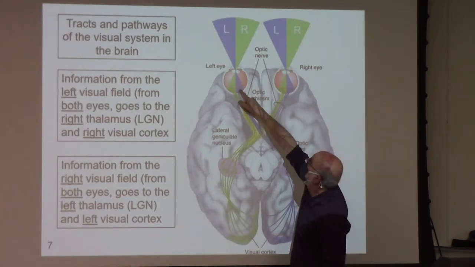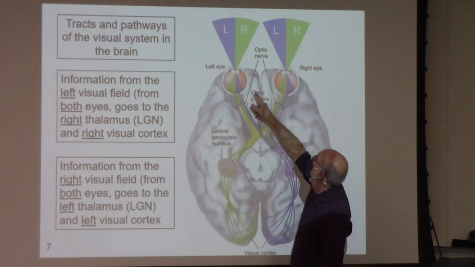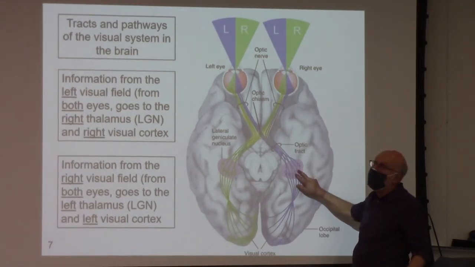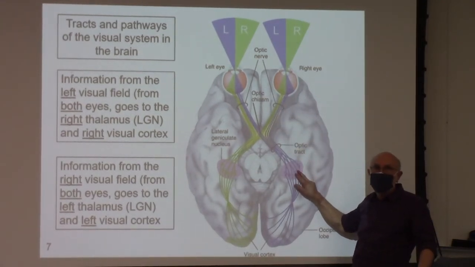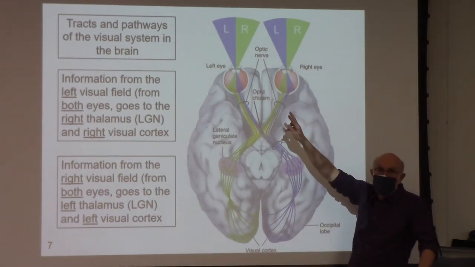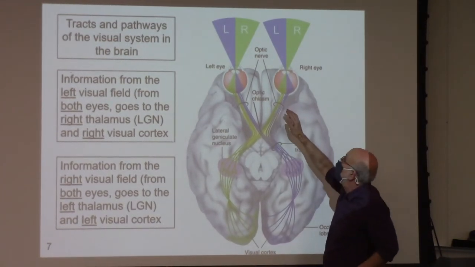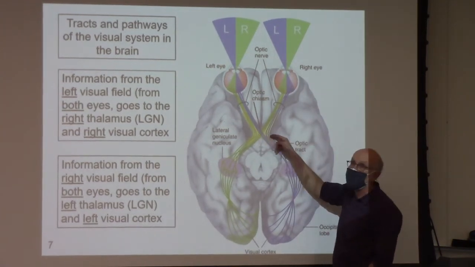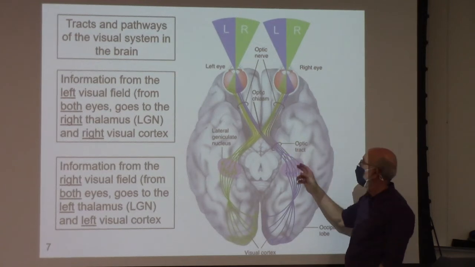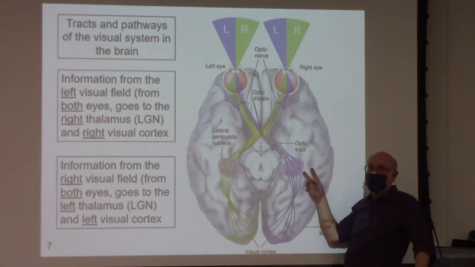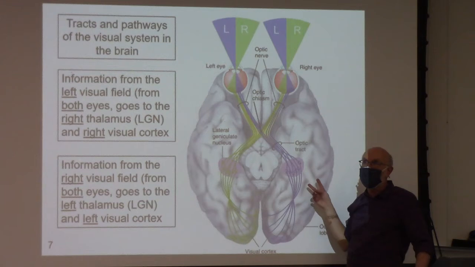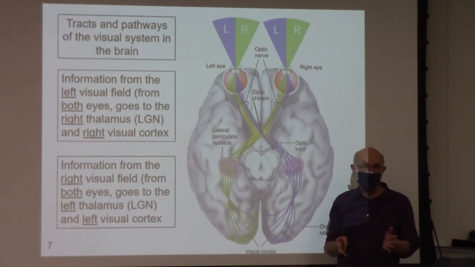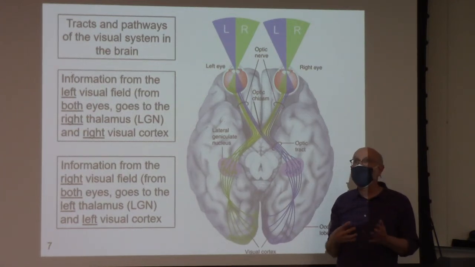Well, the medial part of my left eye and the lateral part of my right eye are both going to my right lateral geniculate nucleus. So the left visual field, because of optics and because of selective crossover at the optic chiasm, takes the information to my contralateral lateral geniculate nucleus, contralateral to the field, not contralateral to the eye.